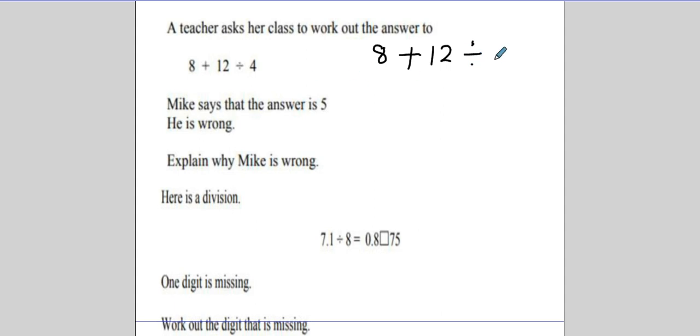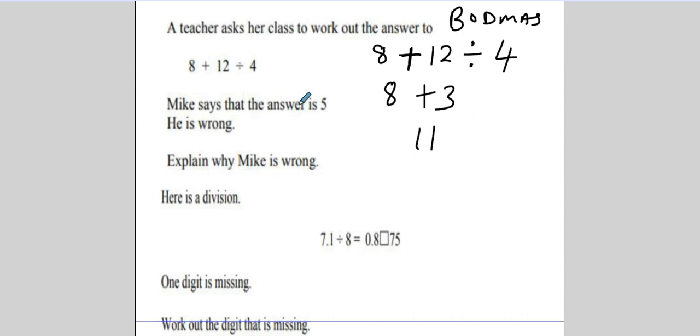where Mike went wrong. Suppose this is your question. I taught you BODMAS in my recent videos: before you think of adding, think of dividing first. So 12 divided by 4 is 3. Add it to 8. So 8 plus 3 will be 11.